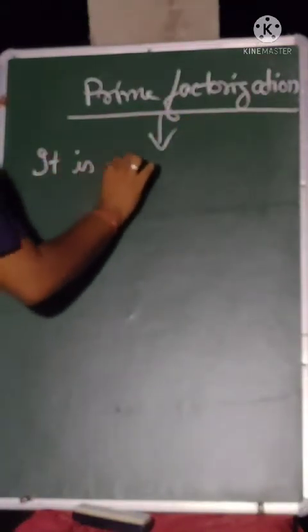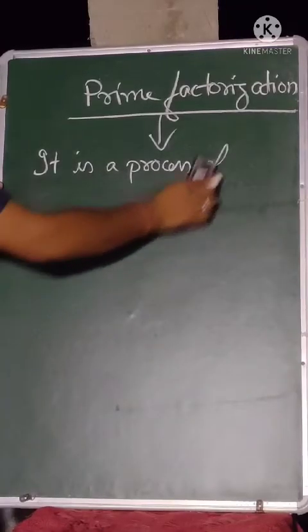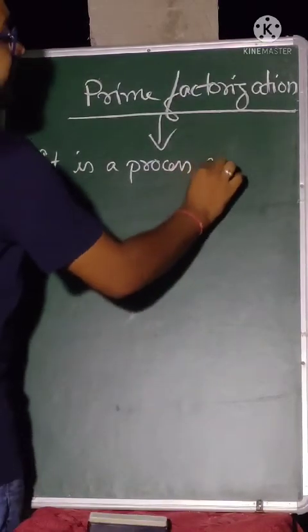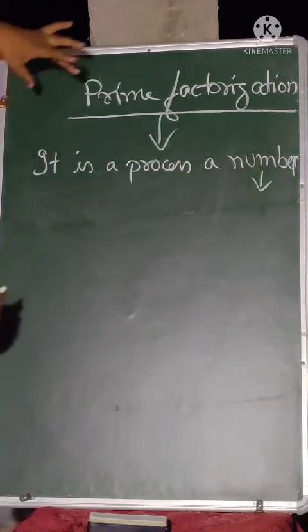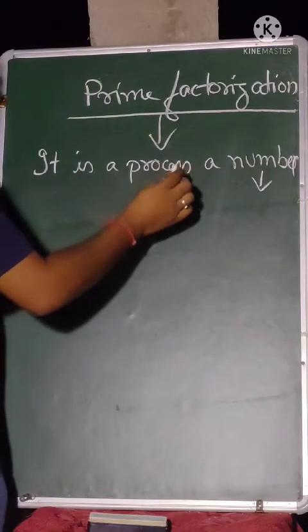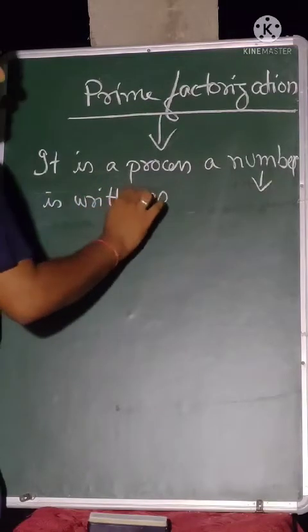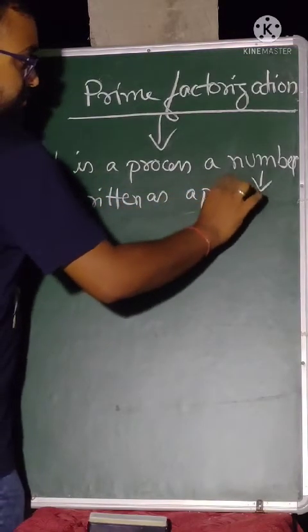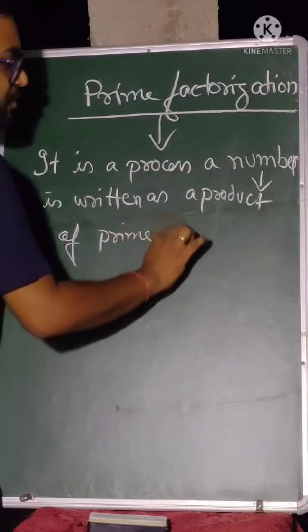What is prime factorization? Prime factorization is a process in which a number is written as a product of prime numbers. The number should not be a prime number.